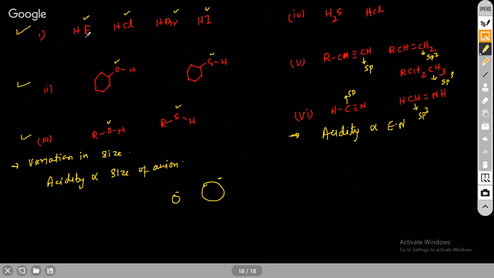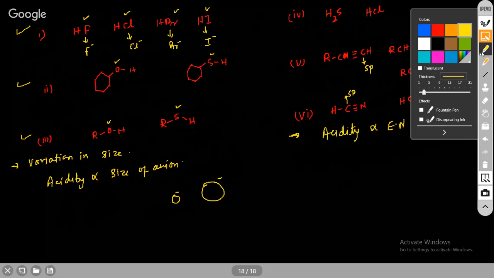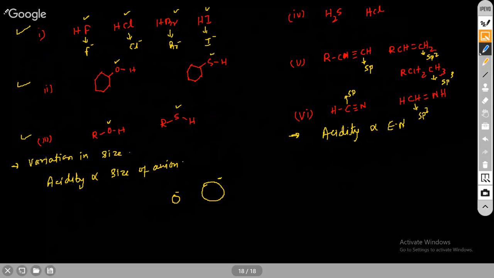So now you see here HF, HCl, HBr, HI. What is the conjugate base of HF? F minus, Cl minus, this is Br minus, and this is I minus. So which has the maximum size? Obviously, iodine has the maximum size, right? So obviously the stability of I minus is maximum over here, right? So that's why the order of acidity is this.